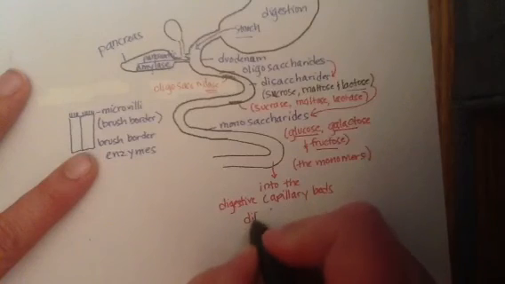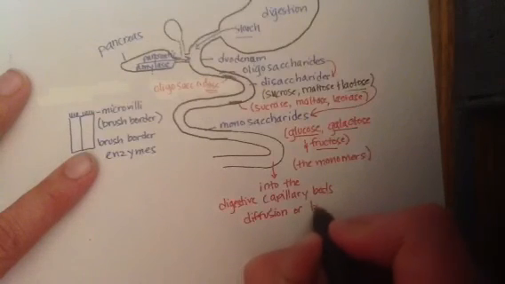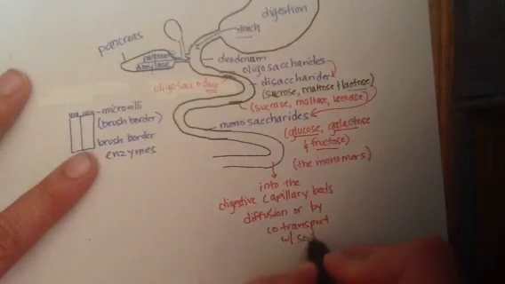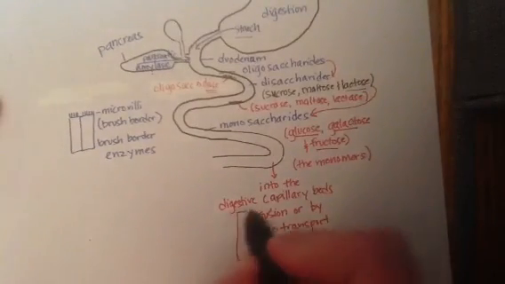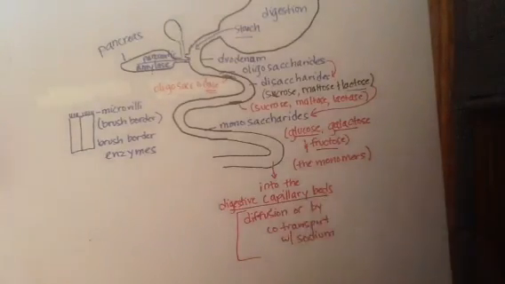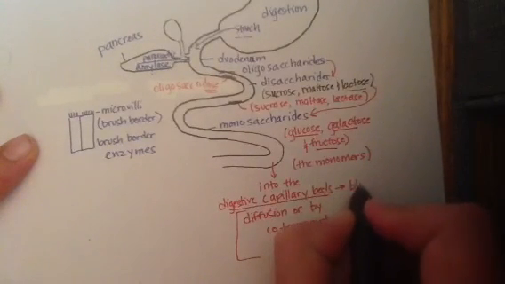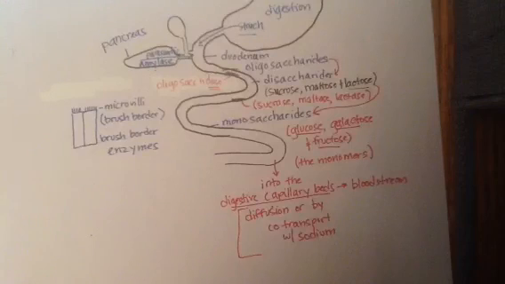either by diffusion or by co-transport with sodium. Okay, I'm not so worried about this for the exam, but you definitely should be comfortable with this, that they move into the capillary beds, and so they are going right into the bloodstream. And remember, when we're looking at these capillary beds, that's going to be taking it to the liver, and then the liver will do the metabolic processes that it needs to be able to give that energy from that carbohydrate to the body.